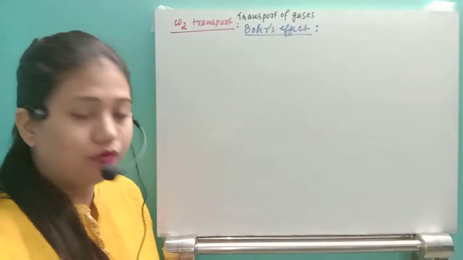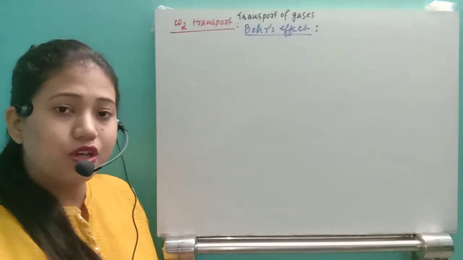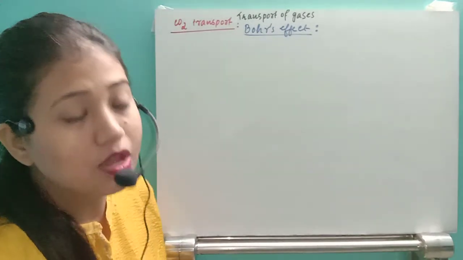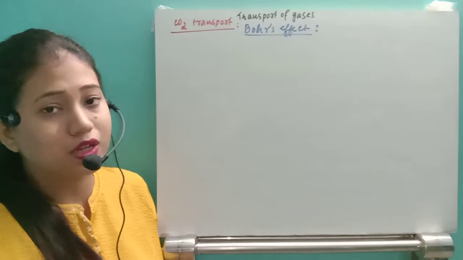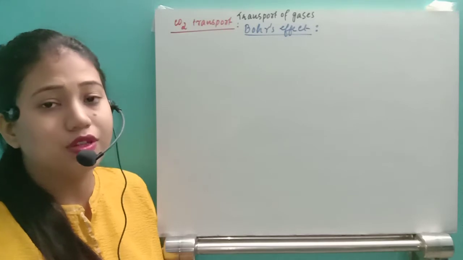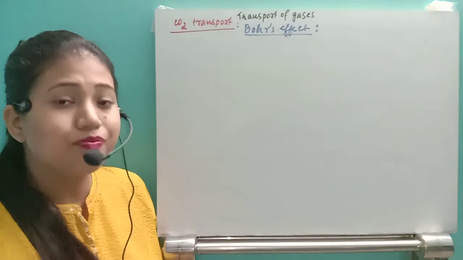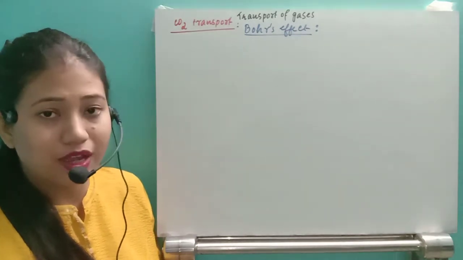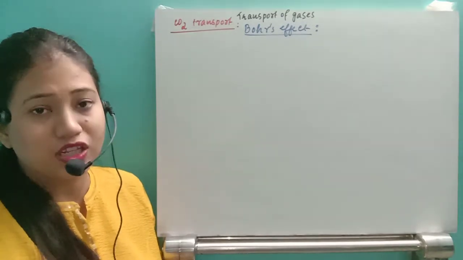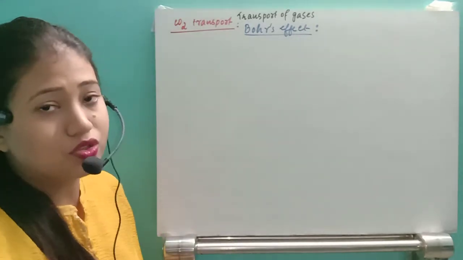First of all, what I have said is that whenever carbon dioxide is transported from the region of the tissue to the region of the alveoli, it is transported via three different means. What are they? First of all, carbon dioxide binds with hemoglobin, that is around 23%. Around 7% of the carbon dioxide dissolves in the plasma and is transported to the region of the alveoli that way, and around 70% of the carbon dioxide binds with the water present in the plasma and is transported to the region of the alveoli. Now we will see that around 70% of the carbon dioxide.